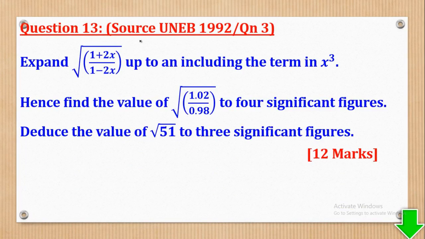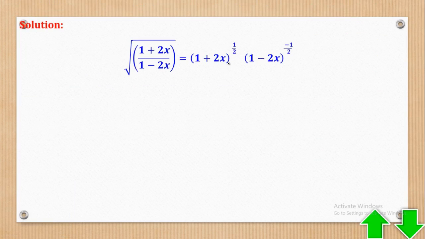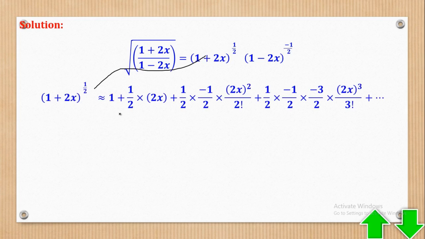Then question 13 came from UNEB 1992, paper 1, question 3, and says, expand this and this, including the term of x cubed. So let's first do that. Still when I use the rules of indices, I'll come up with this. I believe by now you know why, because you can't expand a denominator. So expanding this one gives you this, then simplify by using a calculator to come up with that.